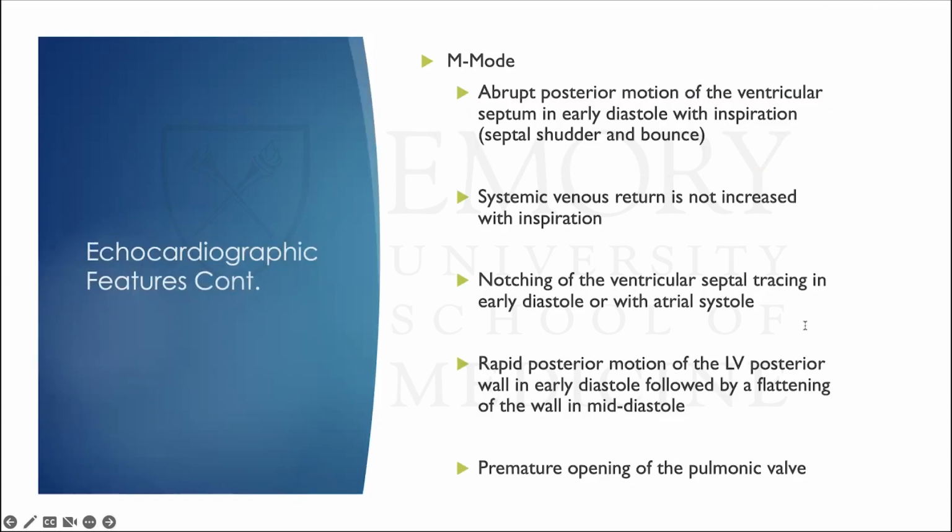If you're looking at M mode, you see some of the same things in terms of what's causing the changes. You can see abrupt motion of the intraventricular septum in early diastole. So that's that shudder and that bounce. If you're looking at the IVC, you may not see systemic venous return increasing with inspiration. You can see notching of the ventricular septal tracing in early diastole, or rapid motion of the LV posterior wall. Some of these changes are related to that intraventricular septal bounce.